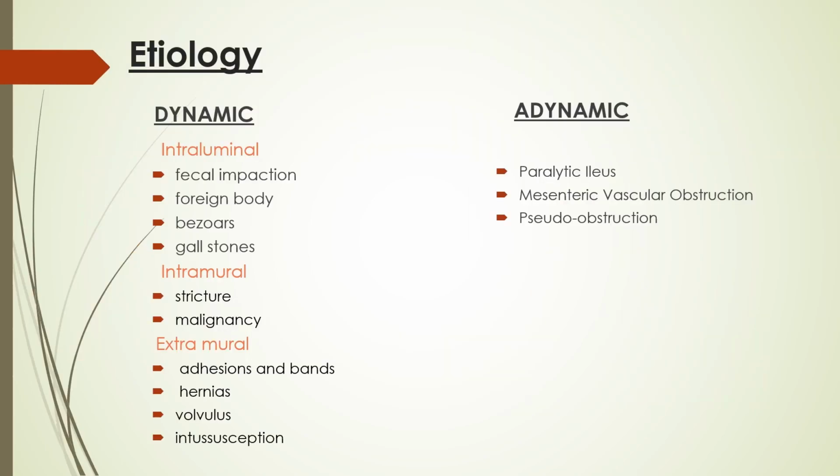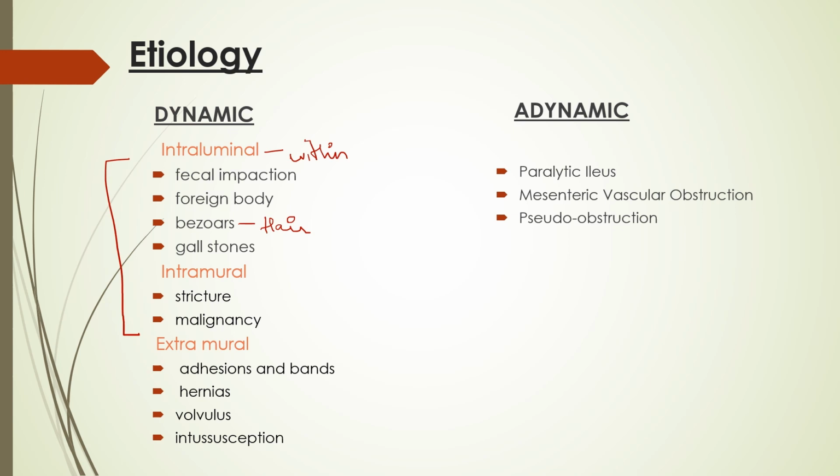Now let's focus on the etiology or causes of bowel obstruction. They're also divided into dynamic and adynamic causes. To simplify them a bit more, I further subdivided them into three subtypes: the intraluminal, intramural, and extramural causes. The intraluminal causes arise from within the intestine, for example, fecal impaction, foreign body, fissures, and gallstones. Fissures are concretions of indigestible material like hair.